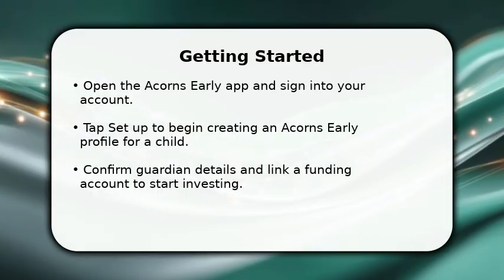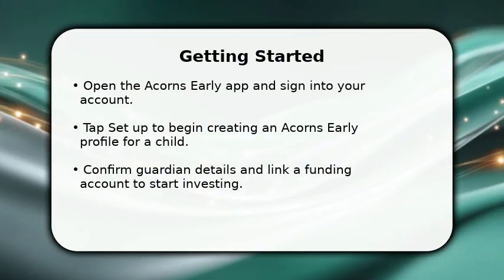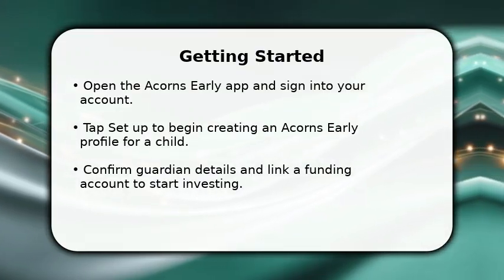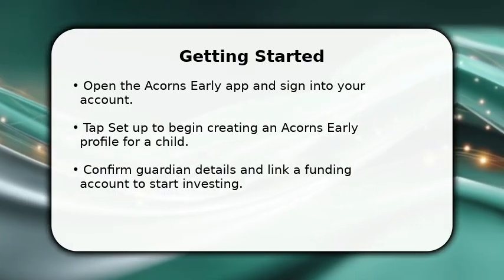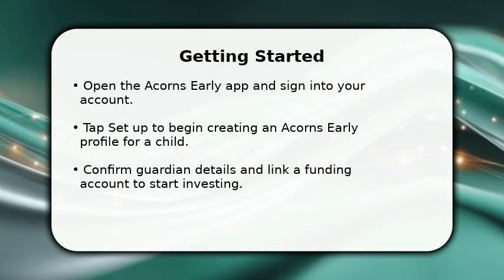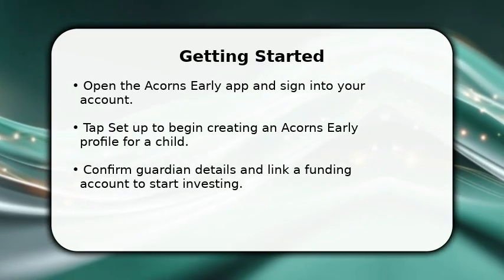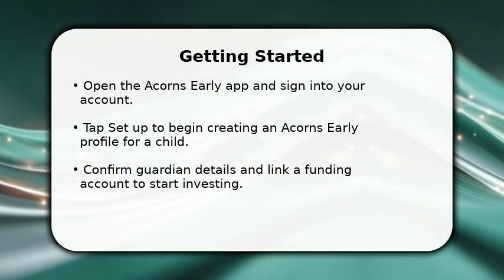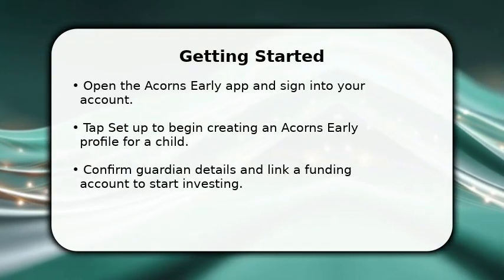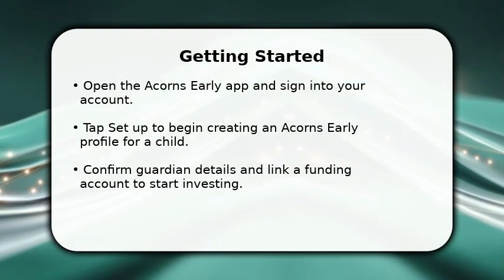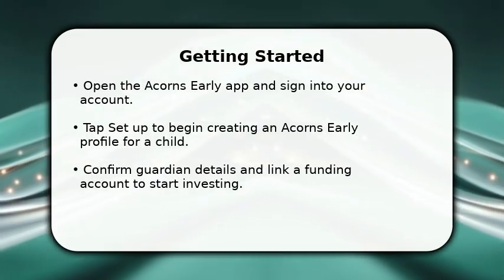In this video, I will explain how to use the Acorns Early app. Open the Acorns Early app and tap Setup to begin a child account. Add guardian information, link a bank or debit card, and choose the roundups or recurring investment option you prefer. Double-check beneficiary and tax settings, then confirm contributions so your child's portfolio starts growing automatically with small, consistent deposits.